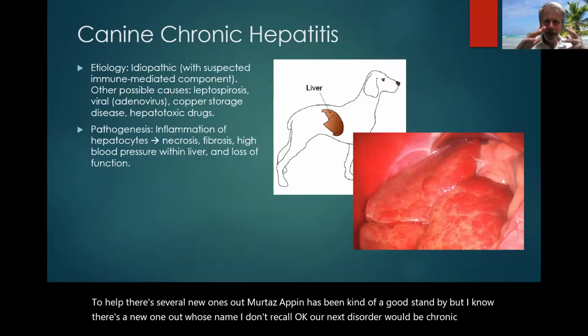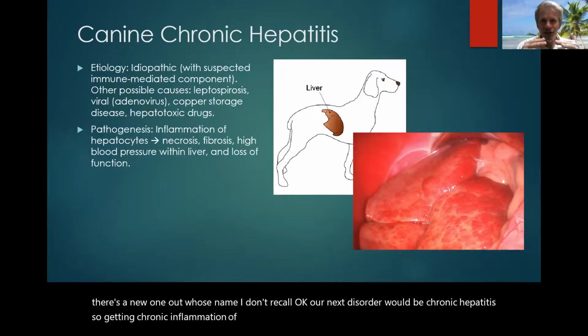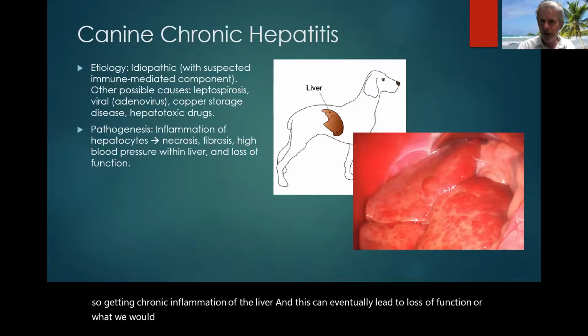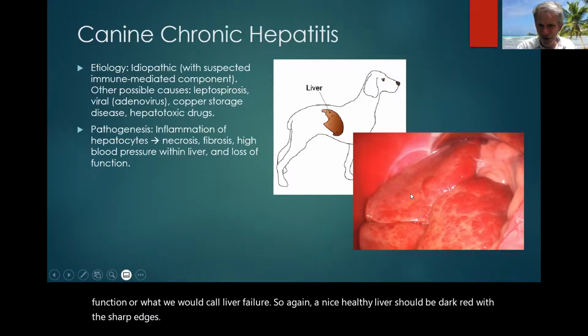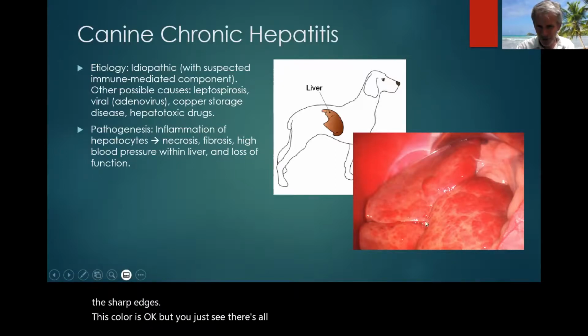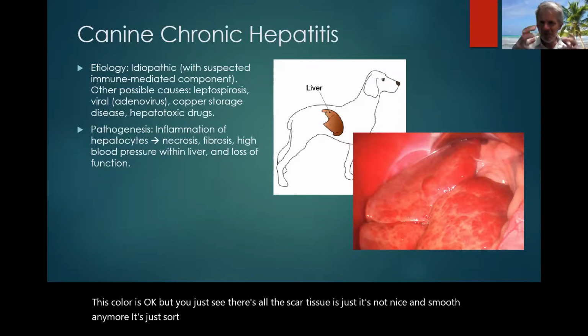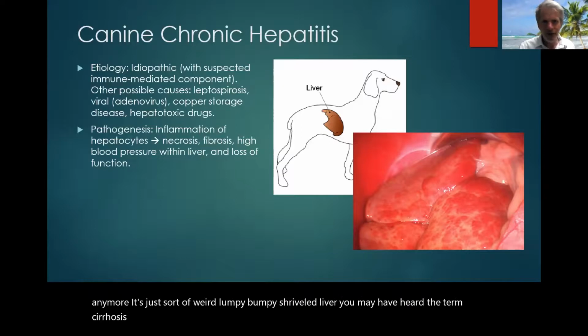So again, chronic inflammation of the liver, and this can eventually lead to loss of function, or what we would call liver failure. So again, a nice healthy liver should be dark red with these sharp edges. This color is okay, but you just see there's all this scar tissue. It's not nice and smooth anymore. It's just sort of a weird, lumpy, bumpy, shriveled liver. You may have heard the term cirrhosis of the liver. That refers to that fibrosis that takes place.